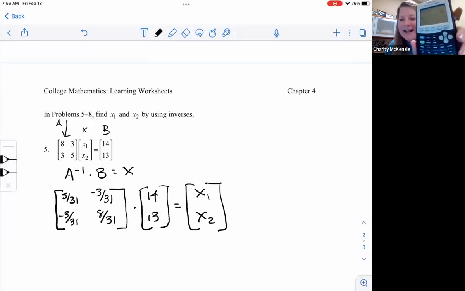It did it. It might be backward for you. It did it. So what's the moral of the story? Put your matrices in your edit function and you can times them.